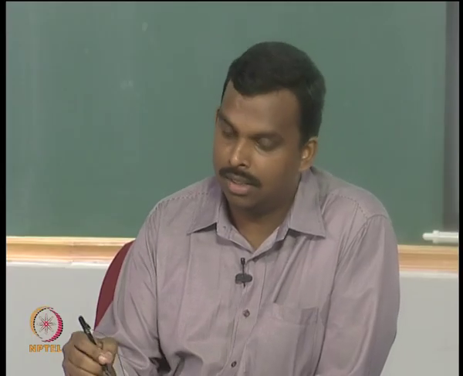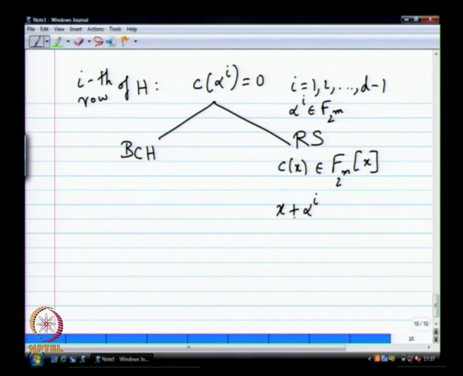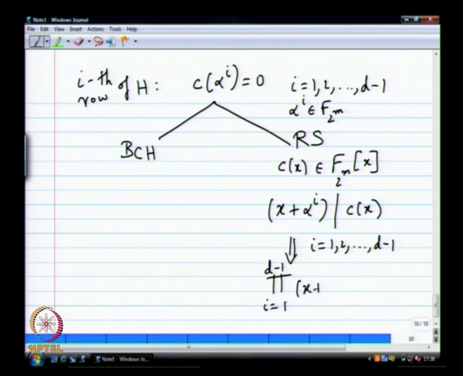Then I know for sure that x plus alpha power i, why can I write plus here? Because I am in characteristic 2, otherwise I will have to write minus. This will divide C of x for i equals 1, 2, to d minus 1. Usually you pick d to be less than n. It is usually much smaller than n in most codes in practice, but let us say theoretically you pick it to be less than n, which means you do not have any repetitions in the alpha power i. And then x plus alpha power i and x plus alpha power j clearly have no common factor between them. So, this will imply the product over i equals 1 to d minus 1 of x plus alpha power i divides C of x.